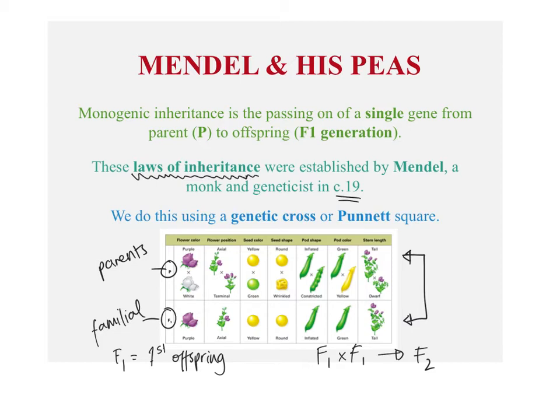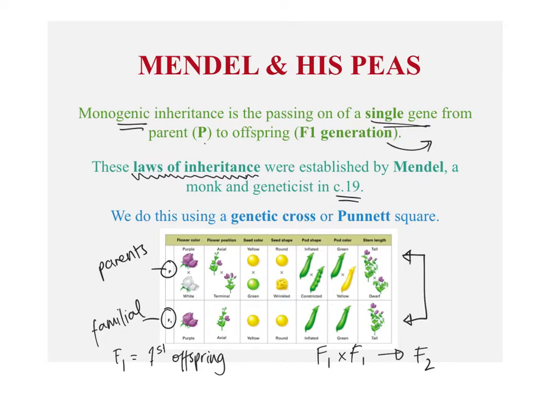Now, in terms of keywords, you should have your Module 7 keywords that I've uploaded to OneNote, or that you will have had access to through teachers if it's not me. Monogenic inheritance is the passing on of a single gene. Monogenic genes from the parent, that's the P, to the offspring, the F1 generation.